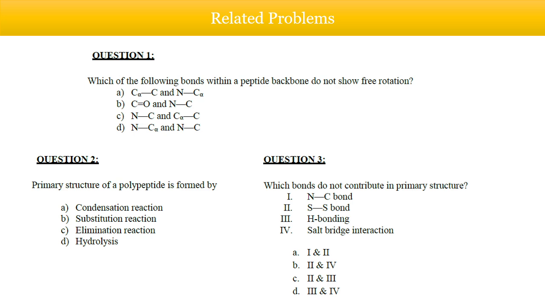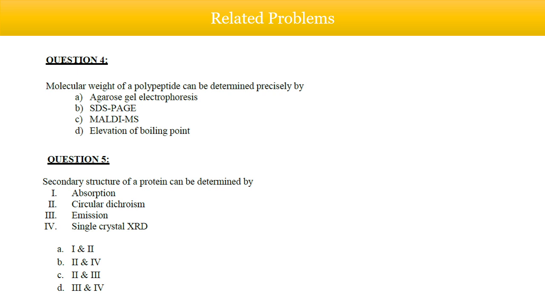And the confusing options are basically B and D, right? Hydrogen bonding has no contribution in the primary structure. The moment there is a hydrogen bonding interaction, it actually goes into a secondary structure, right? So only the amide bond and the disulfide bonds contribute to the primary structure of the protein. So the correct answer is D. Hydrogen bonds and salt bridge interactions have no contribution. Okay, right. The next one.